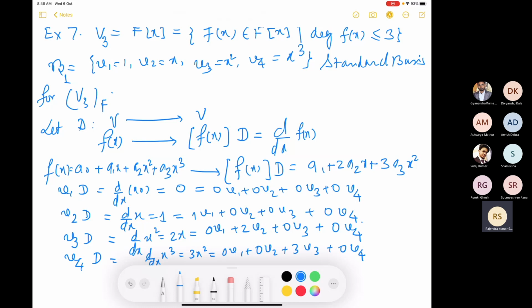So if I have to write the matrix of D with respect to this basis, let us say B1, what do I get here? There are 4 rows and 4 columns, so order 4 by 4. You can see the first row is 0, 0, 0, 0. The second will become 1, 0, 0, 0. The third will come from the next equation, so 0, 2, 0, 0. The fourth will come from the last equation, so this is 0, 0, 3 and then 0. So this is the matrix of D.